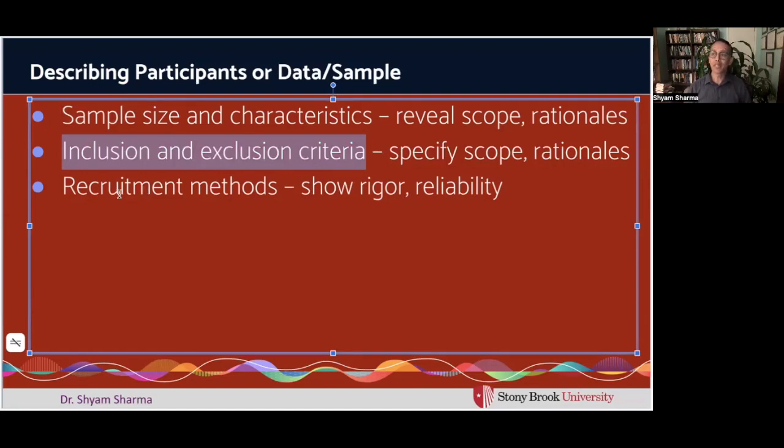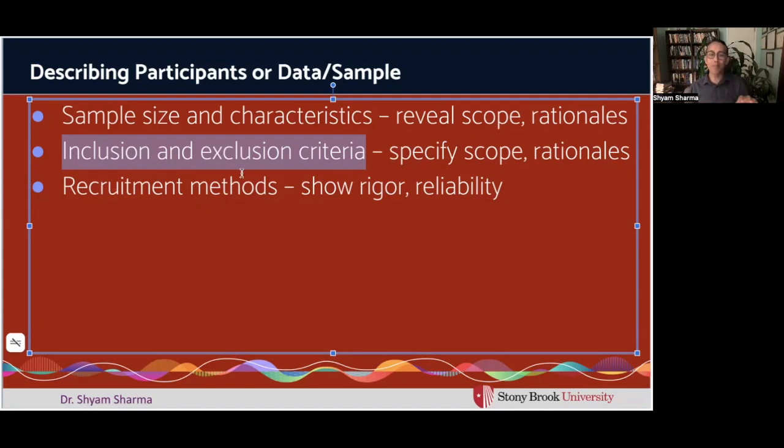And if there is a method by which you recruited people or collected the sample, that recruitment method, for example, you may have sent out emails to people to participate in your study. Or you may have talked to people in person, or you may have snowballed the process by talking to people as you go along the way. That will change the quality of the data, and therefore it's important to reveal.